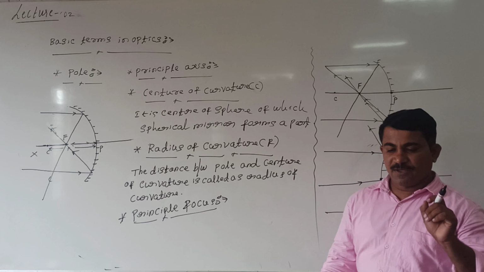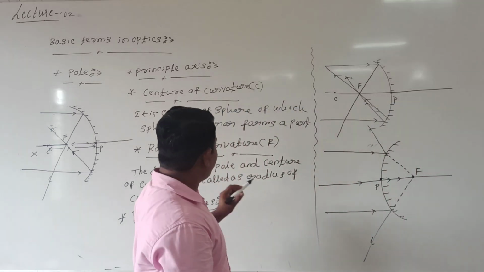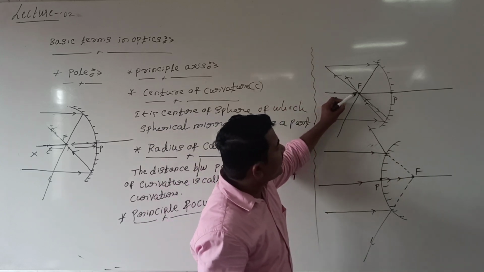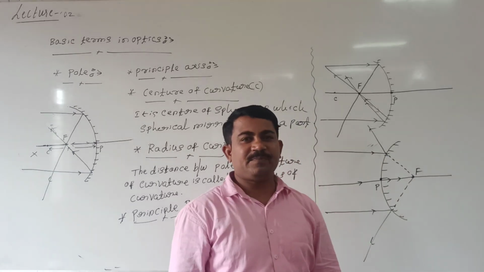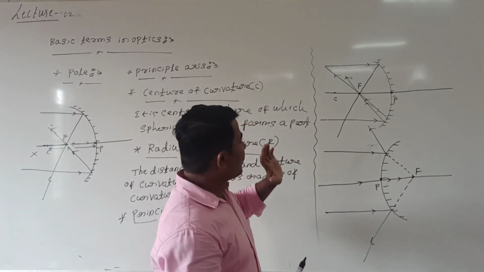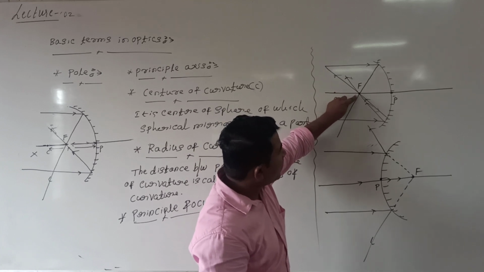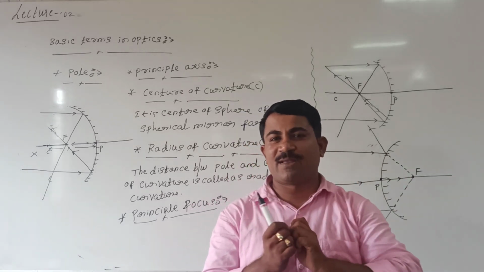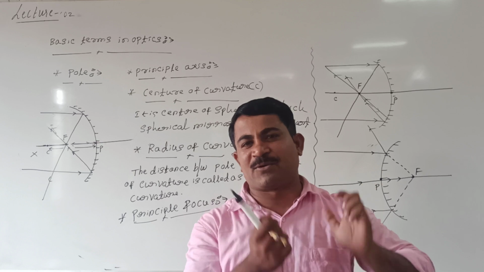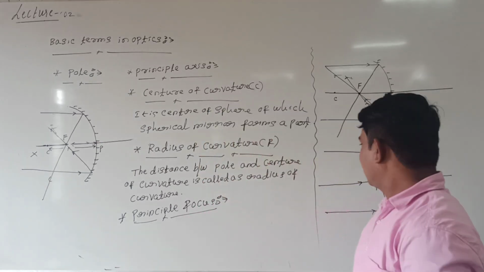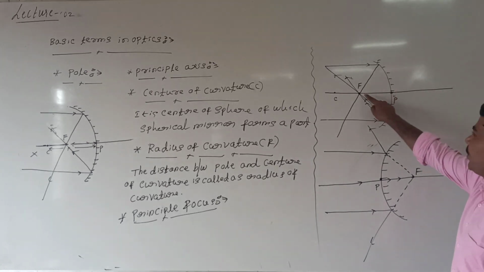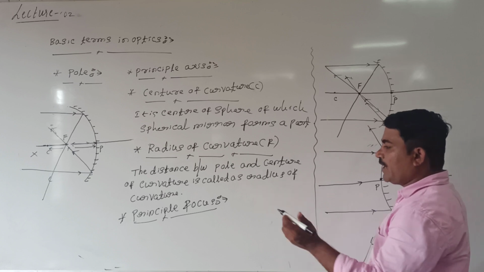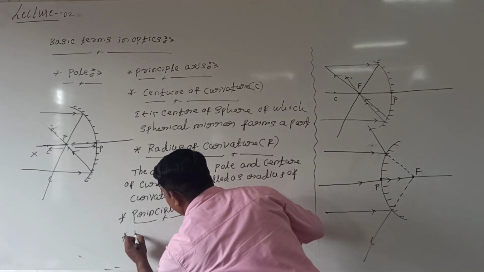What is focus? Principal focus is the point on the principal axis where the rays of light meet or appear to meet. Principal focus is the point on the principal axis where the rays of light exactly meet or appear to meet. That point we call the focus, or the principal focus. Very simple. Now this point I can call focus. This point I can call focus. After principal focus, now we need to discuss one more point. That point we call focal length.